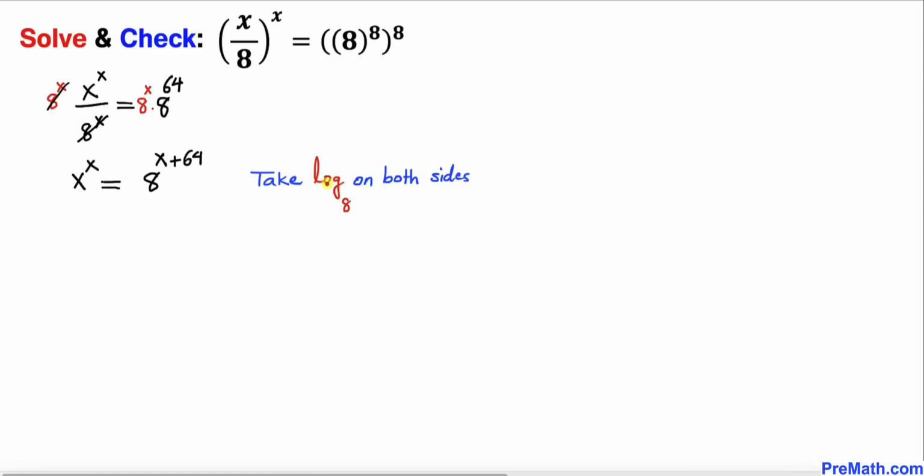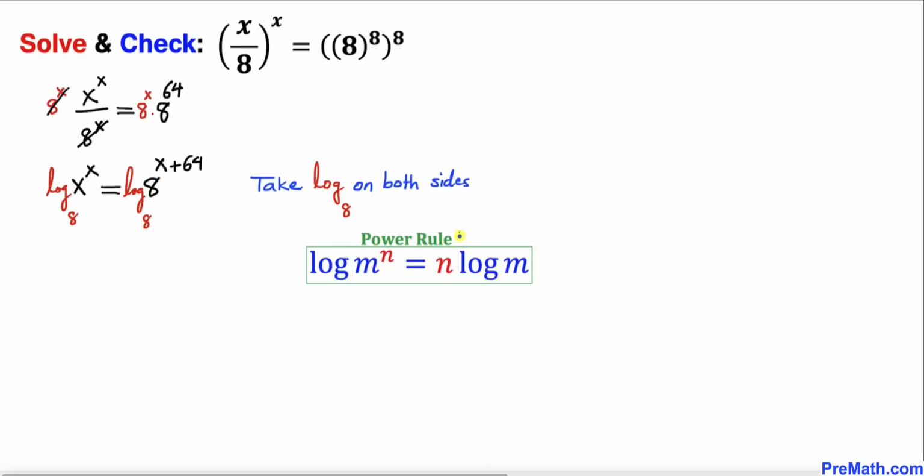Let's go ahead and take a log with base 8 on both sides of this equation. And now you might be wondering, why did I take base 8? Since we are dealing with this 8, it's convenient to take care of it with base 8. Now let's recall this power rule.